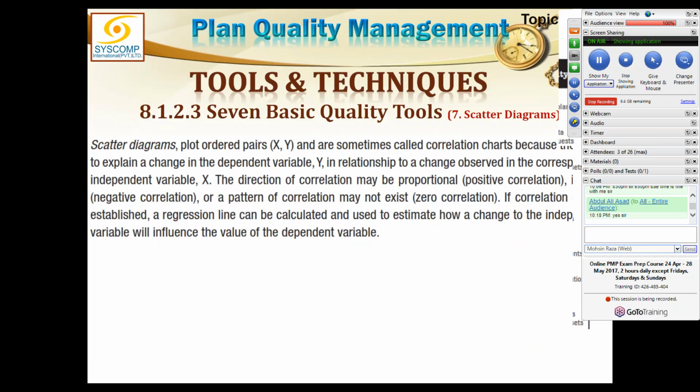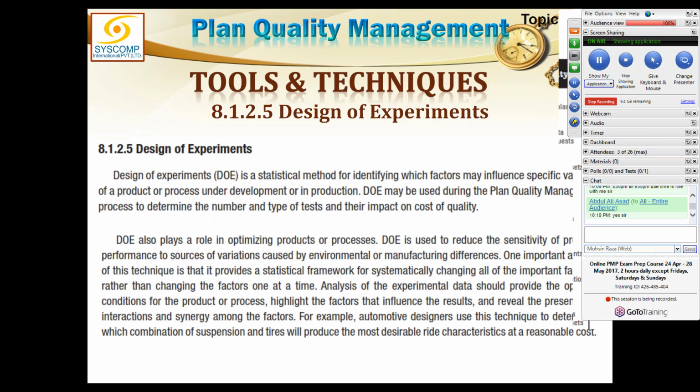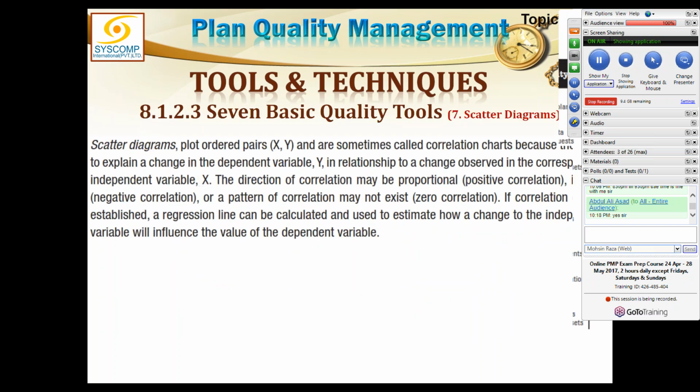Then is a scatter diagram. Scatter diagram is a very simple thing. Scatter diagram is like an XY graph, two variables, you want to see a relationship between them. So if one variable increases, does it affect the other variable?